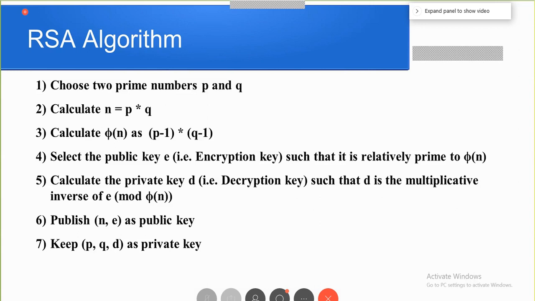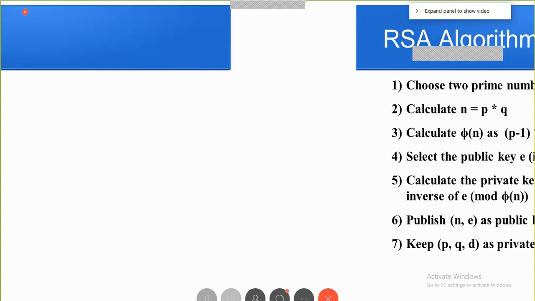Here the pair n comma e is known as the public key, and we can say only d is the private key, because the private key is known only to the participant who generated these keys. So d is the private key, or we can say p, q and d are private. Nobody else knows p, q and d.